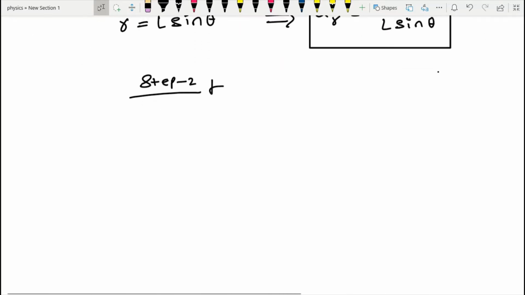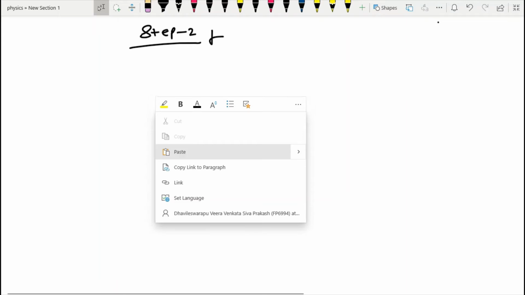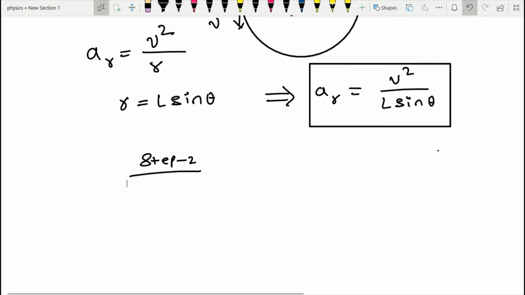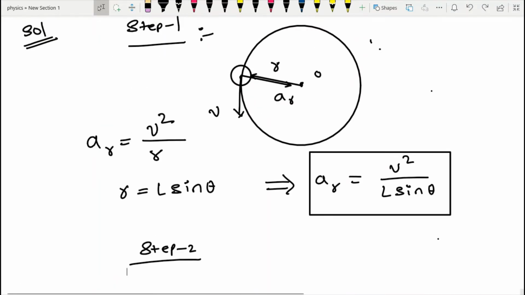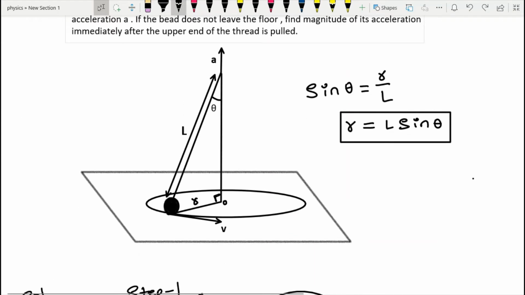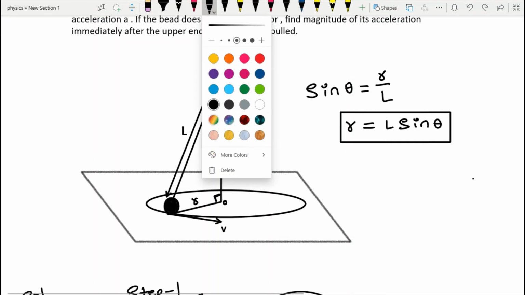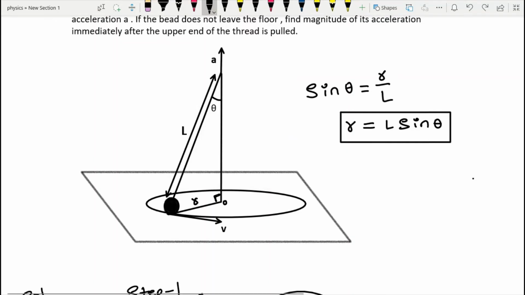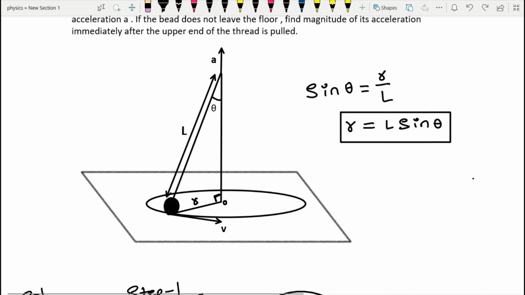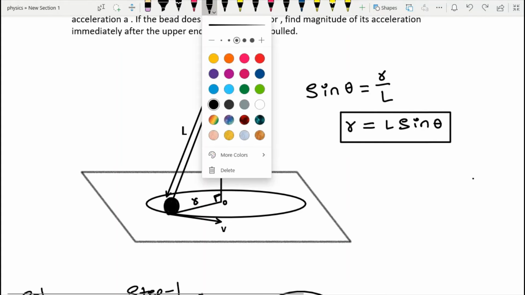So take this diagram as step 2. Okay, diagram is not coming. Let us see. Here only we will discuss. In step 2 we are considering this acceleration also. The body is moving upwards. Suddenly the thread is pulled in upward direction with acceleration a.